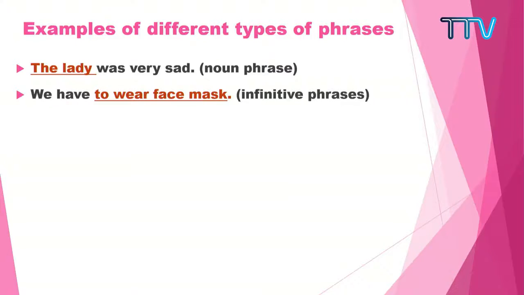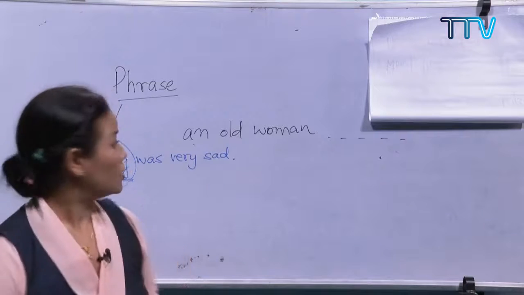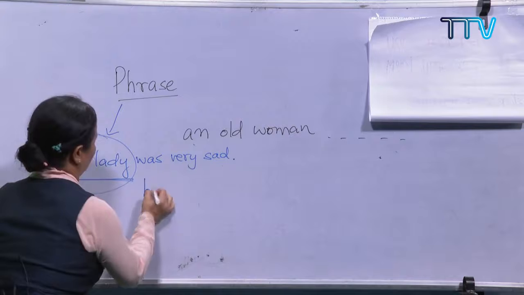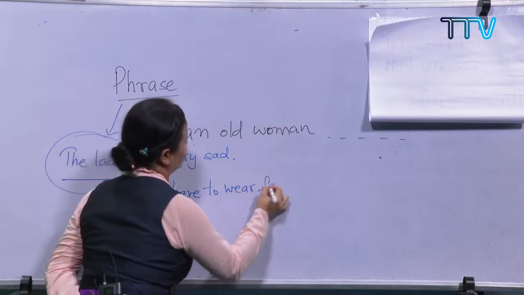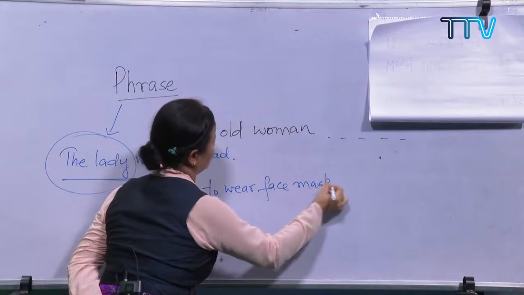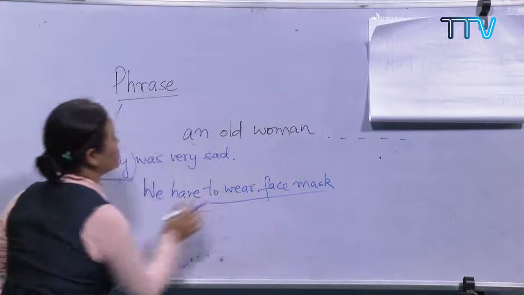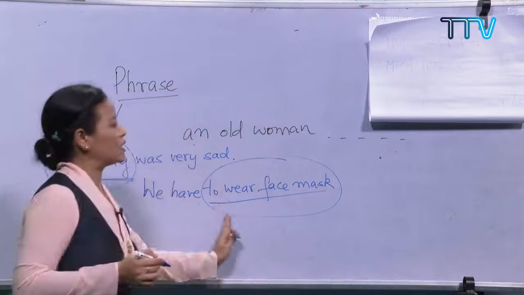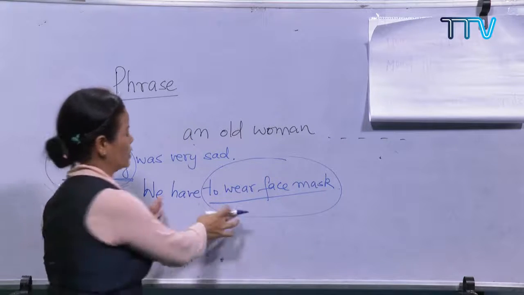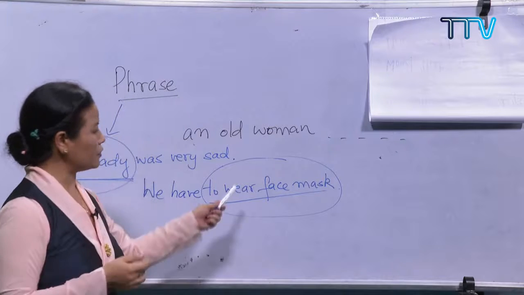We have to wear face mask. So we have to wear face mask. This is an infinitive phrase because to wear face mask, infinitive is to do something, to do. So we have to wear face mask. So to wear. So this one suggests this is infinitive. So we have to wear face mask. So this is a part of the sentence but not a complete sentence, right? So this is a phrase. So example of infinitive phrase.